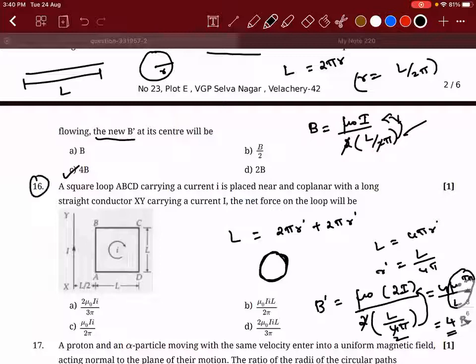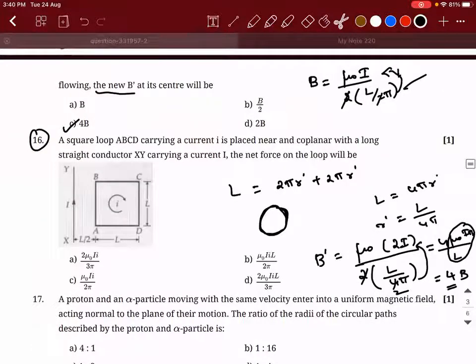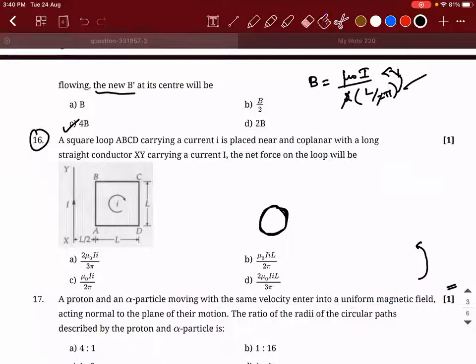Next, 16th one. A square loop ABCD carrying a current I is placed near and coplanar with a long straight conductor XY carrying a current I. The net force on the loop will be how much? How to approach first of all? There is a square loop ABCD carrying a current I, placed coplanar, which means it's in the same plane, with a long straight current carrying conductor. What is the net force on the loop?